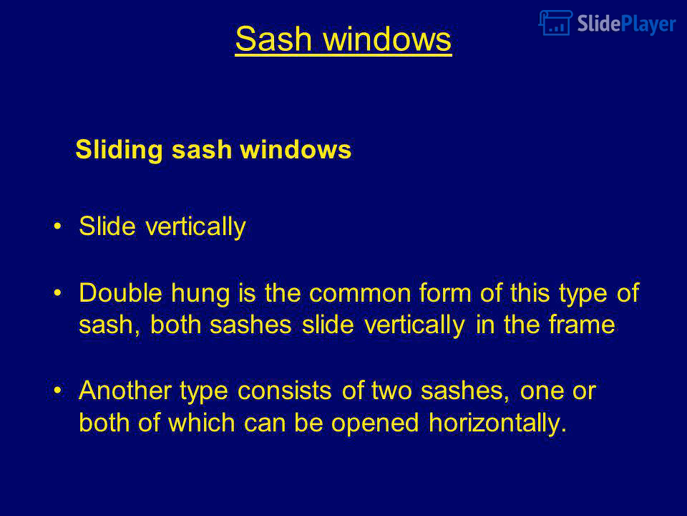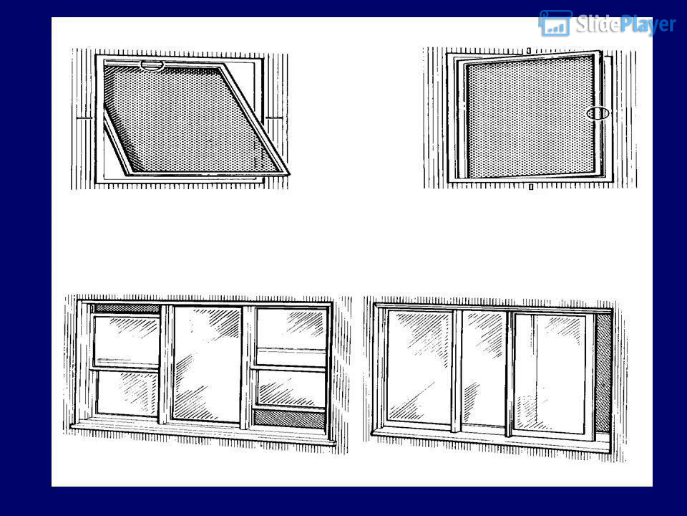Sash windows. Sliding sash windows slide vertically. Double hung is the common form of this type of sash. Both sashes slide vertically in the frame. Another type consists of 2 sashes, one or both of which can be opened horizontally.